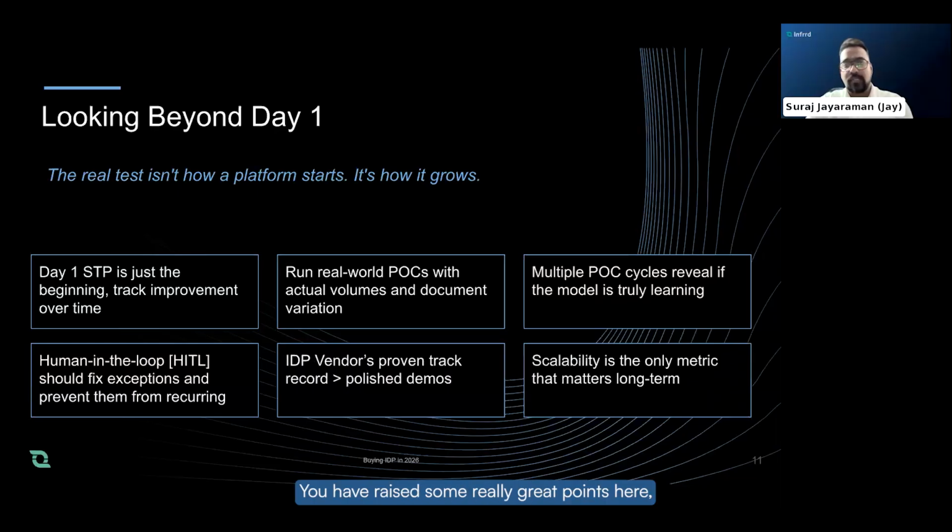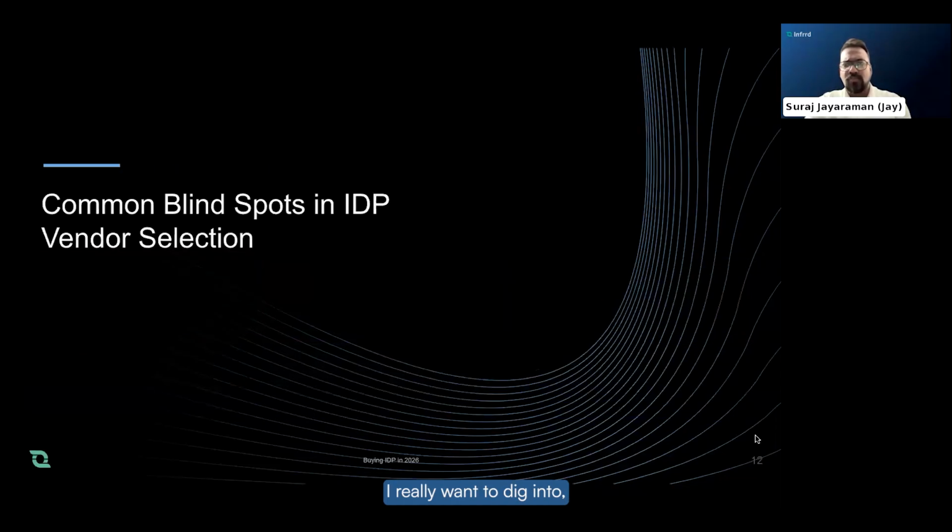Absolutely. You have raised some really great points here, especially around thinking beyond just the day one setup of STP and focusing on the future performance. It's rather more important to build trust in the solution, to scale and to evolve. But this also brings us to something I really want to dig into, which is evaluation blind spots. Based on everything that you have seen while working with enterprises, where do people tend to overfocus? And more importantly, what are they completely missing when it comes to making this decision?